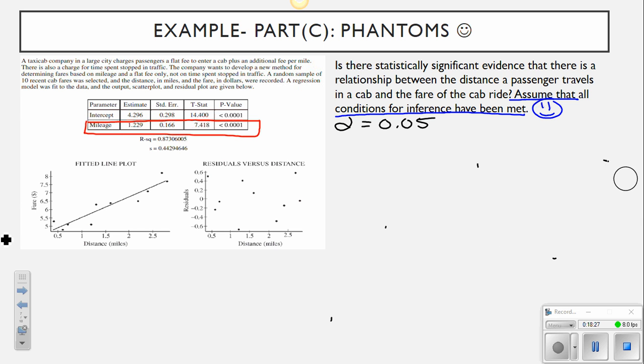All right, what's next up in our hypothesis testing? N, which is going to be naming it. Linear regression t-test. Linear regression t-test.